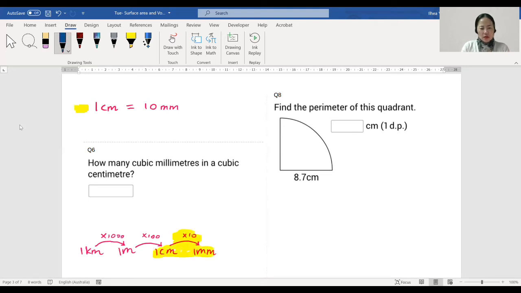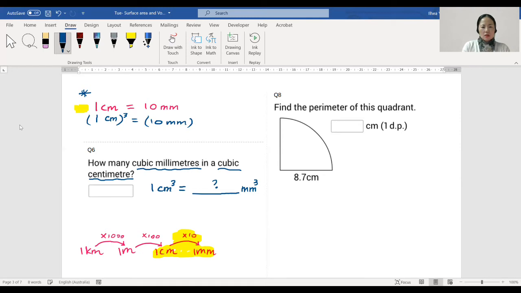We want cubic millimeters in a cubic centimeter. That's what we have to look for. I'm going to cube this. 1 centimeter equals 10 millimeters. When I cube them, the left-hand side becomes 1 cubic centimeter equals 10 times 10 times 10, or you can use a calculator, 10 to the power of 3. That means 1,000 cubic millimeters.